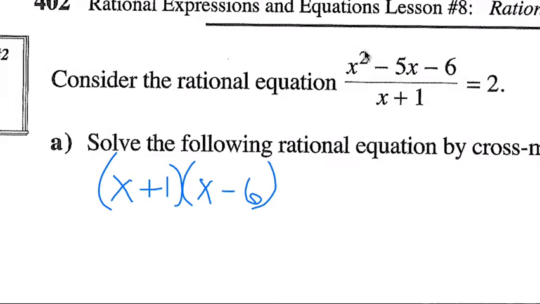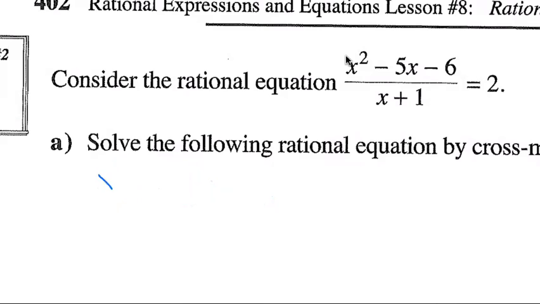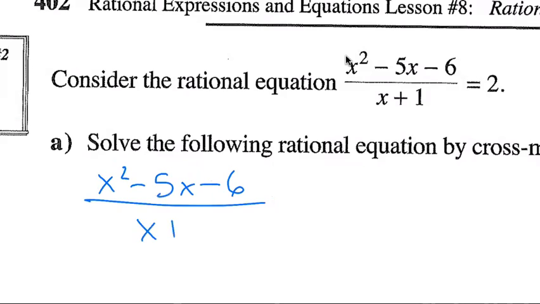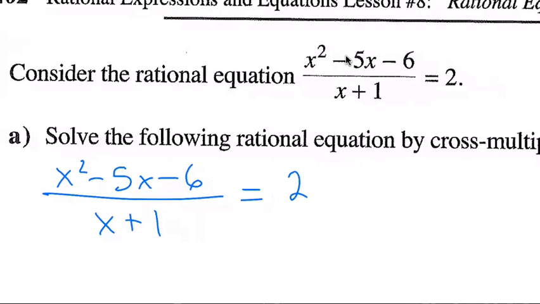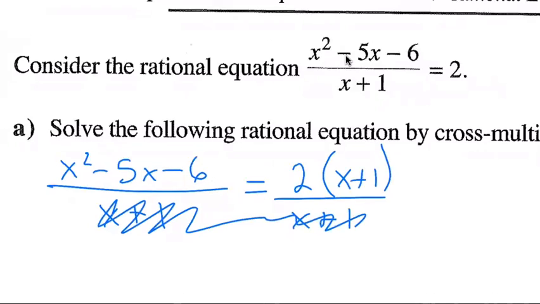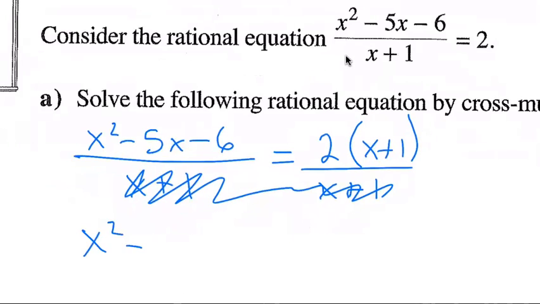Oh, I know why I don't want to do this. I don't want to do this way. I'm not going to factor. There's a reason. So I'm going to have x squared minus 5x minus 6 all over x plus 1. It's on the common denominator already. This is going to change to 2 over x plus 1, and I multiply in my x plus 1. These x plus 1s will cancel. Now I'm left with x squared minus 5x minus 6 is equal to 2x plus 2.